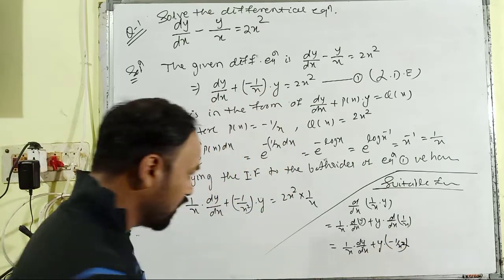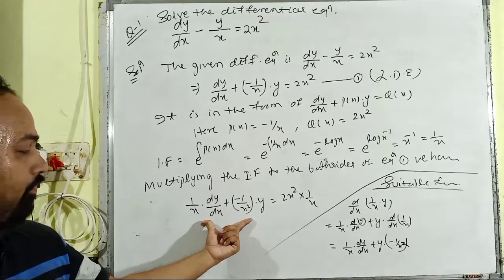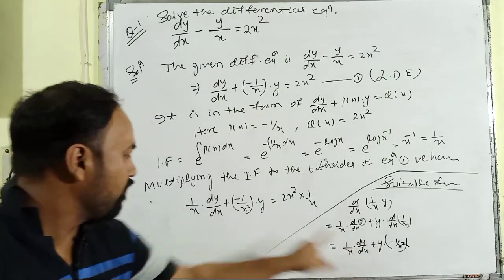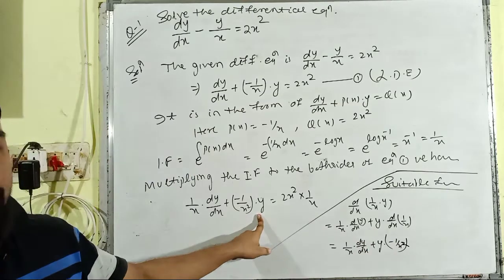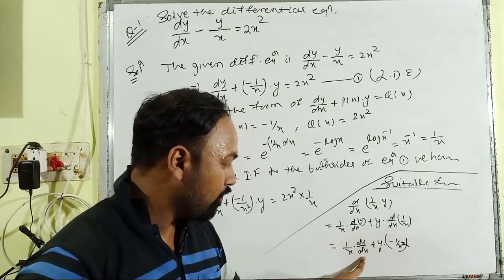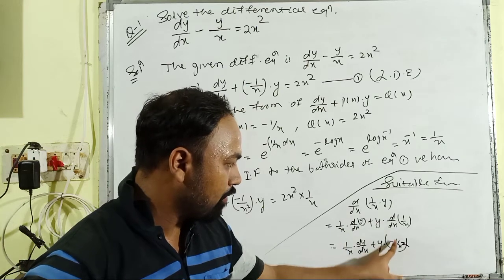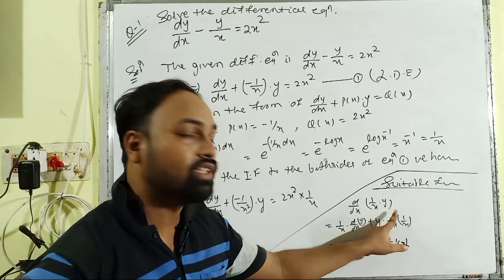And you can see that this is there in our given equation: 1 upon x dy by dx plus minus 1 by x square multiplied with y. So in place of 1 upon x dy upon dx plus y multiplied with minus 1 upon x square, we can write the differentiation of 1 upon x into y.